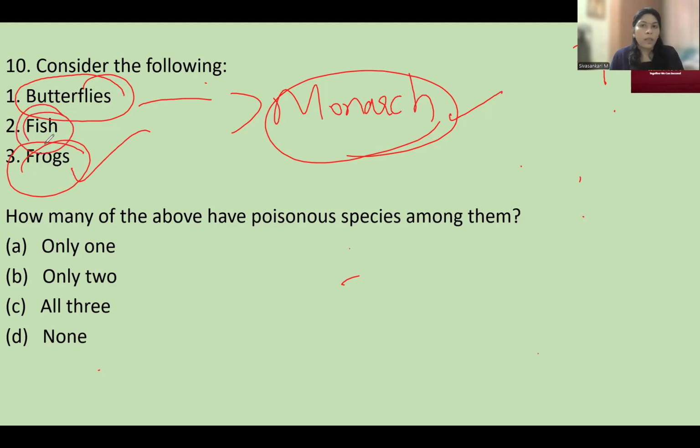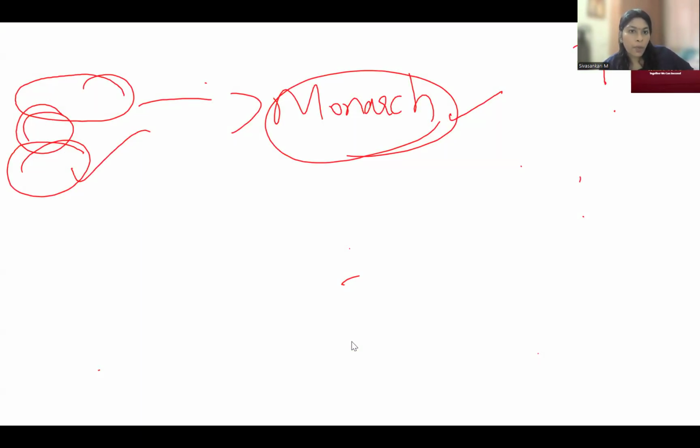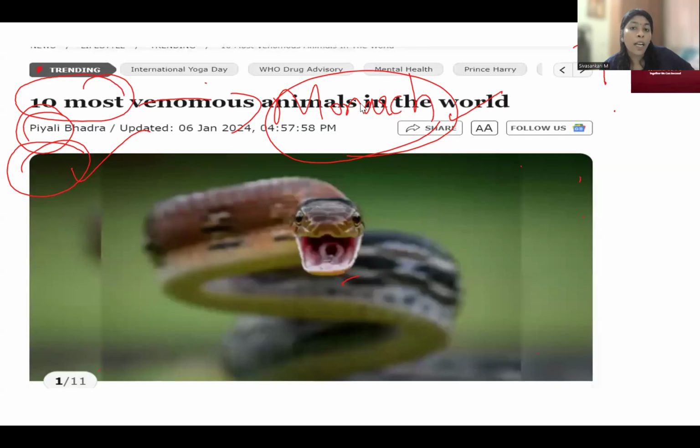But come to fish, there is an article related to it. Very recently, in the beginning of 2024, there was an article in a popular newspaper, which you're reading for your UPSC only. They have mentioned the 10 most venomous animals in the world. In January 2024 it got published. In that, they have mentioned fish, especially stonefish. So it has come in the newspaper. That is why they have picked it up. Don't think they have taken it from somewhere else. Nothing, it came in the newspaper. And for the other two options, normally you would have known.